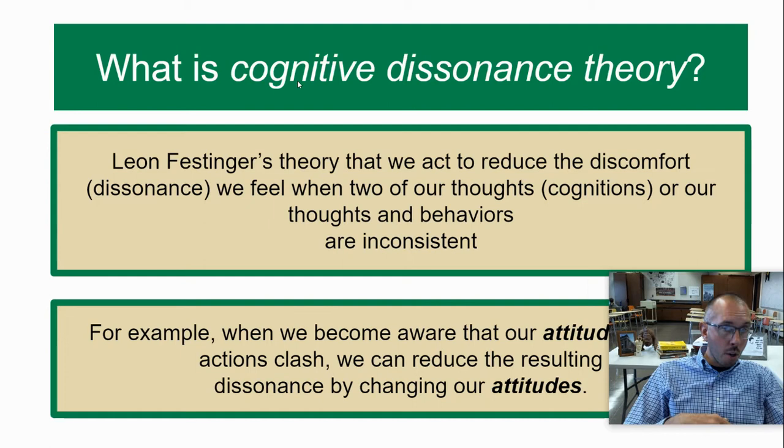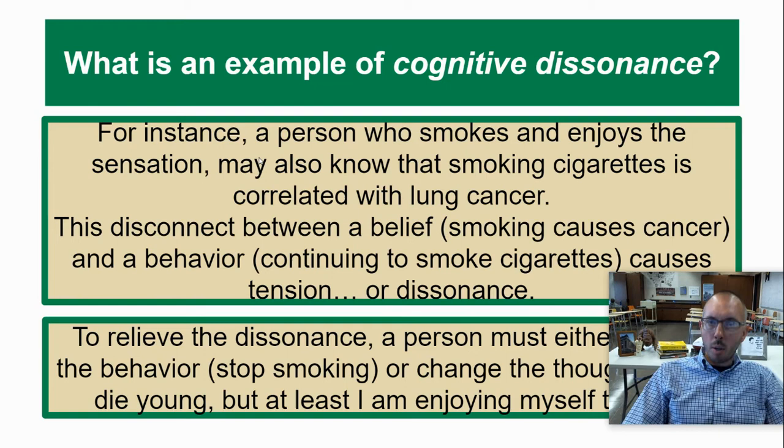So I have a thought and I have an action. I've got an attitude and an action. These two things are going against each other. They're almost exact opposites. And something has to change. So cognitive dissonance is one of the best ways to get people to change, because you want to show them their action and their attitudes don't match. So an example here, let's just go with a really basic one. Someone smokes, they enjoy it. They also know that it causes lung cancer. Well, that doesn't go together. I enjoy something that is eventually going to be my demise. So those two don't go together.